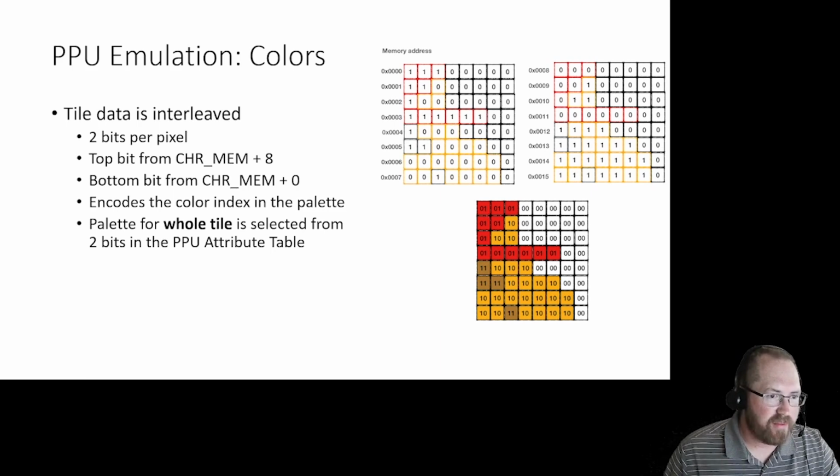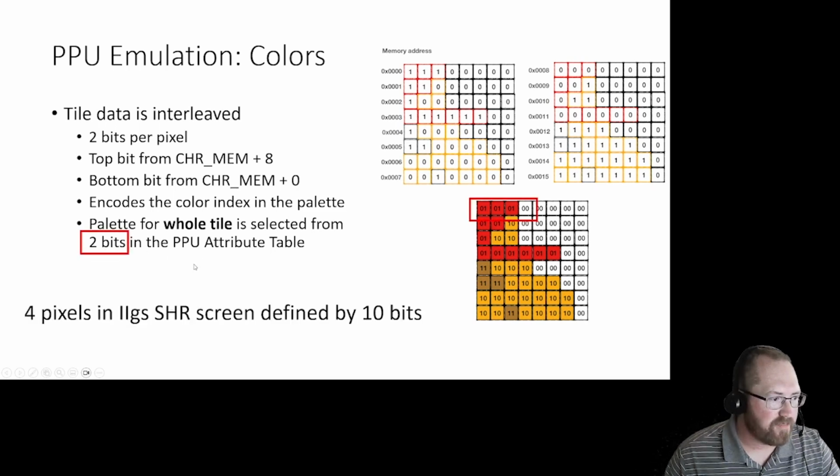So the character ROM data, the raw sprite data, there's the 2 bits that pick the color index, but then you have to pick which palette you're picking, and that's in the PPU attribute table. So there's 2 bits there as well that get mixed in to give you the final on-screen color.